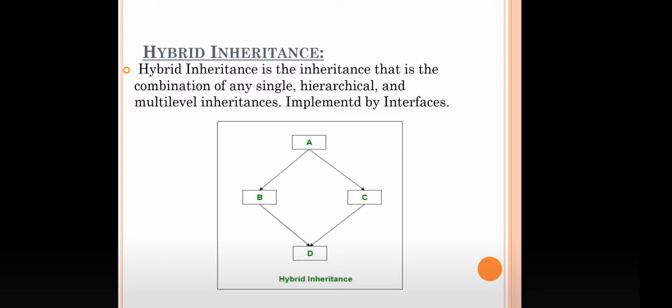Hybrid inheritance. Hybrid is implemented by interfaces. Interfaces are the concept used to provide the ability to access more than one class at the same time, which is not done by single inheritance. We use it through interfaces. It's another concept, guys. Hybrid inheritance is the combination of single, hierarchical and multi-level. Hybrid means a combination of other inheritances.